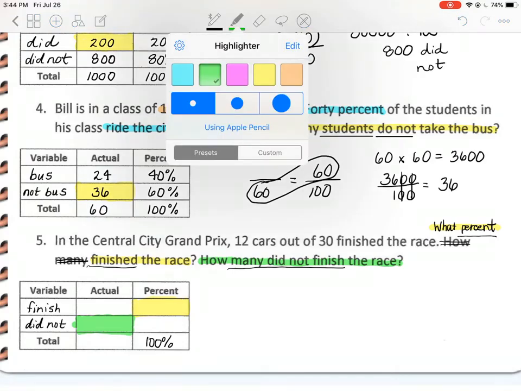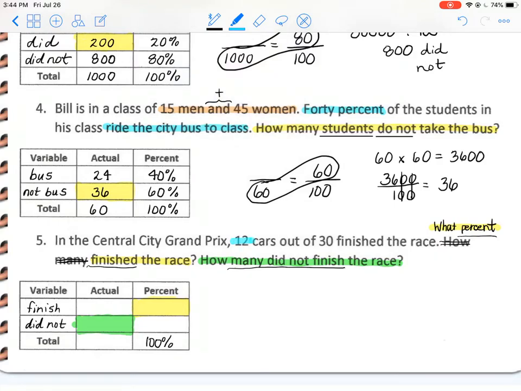And we know that the 100% is built in. So let's see what we've got. We have 12 out of 30 finished. And we can finish this problem right here. Actually, I don't need to. Sorry, I'm jumping the gun here. 30 minus 12 is what I'm trying to do. That would give me 18 that did not finish. So we've already answered the green part. That's a done deal. How many did not finish the race? 18 cars.